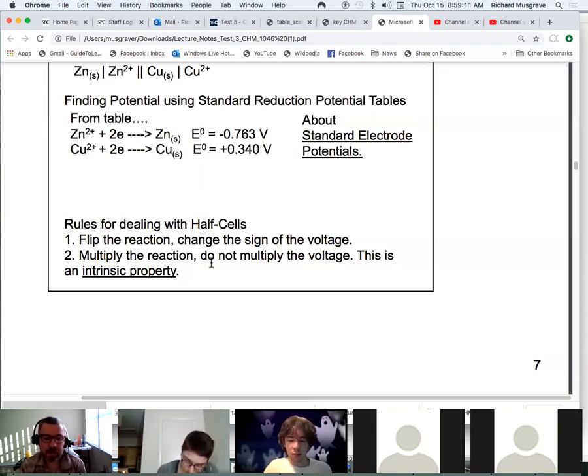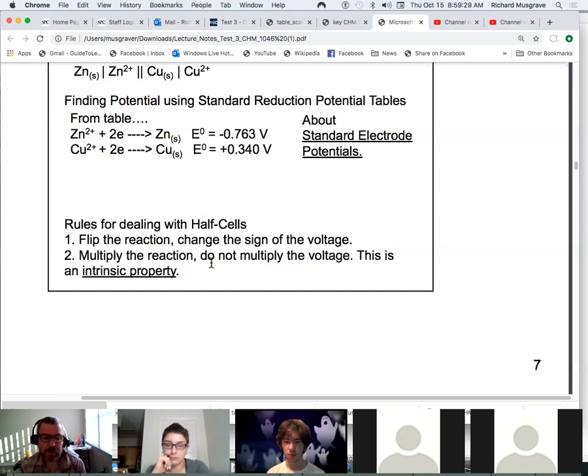Now, extrinsic properties are the opposite. Those do depend on how much you have. And those are fairly simplistic. Things like mass, things like volume, things like length, those are all extrinsic. You know, the mass of something always depends on how much you have of it.